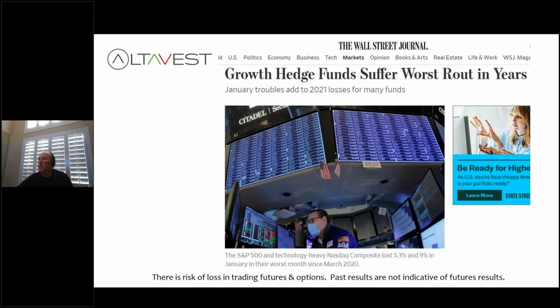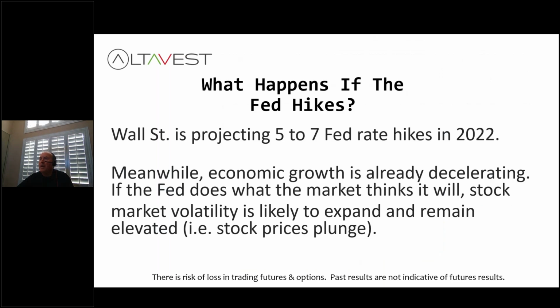Even hedge funds, the growth hedge funds, are suffering their worst rout in years. So very difficult in the last month. So what happens if the Fed hikes rates? Wall Street projects 5 to 7 rate hikes in 2022. That's based on analysts and also the Fed funds futures. But don't worry if you don't know what that is. Just know that this is the current expectation.